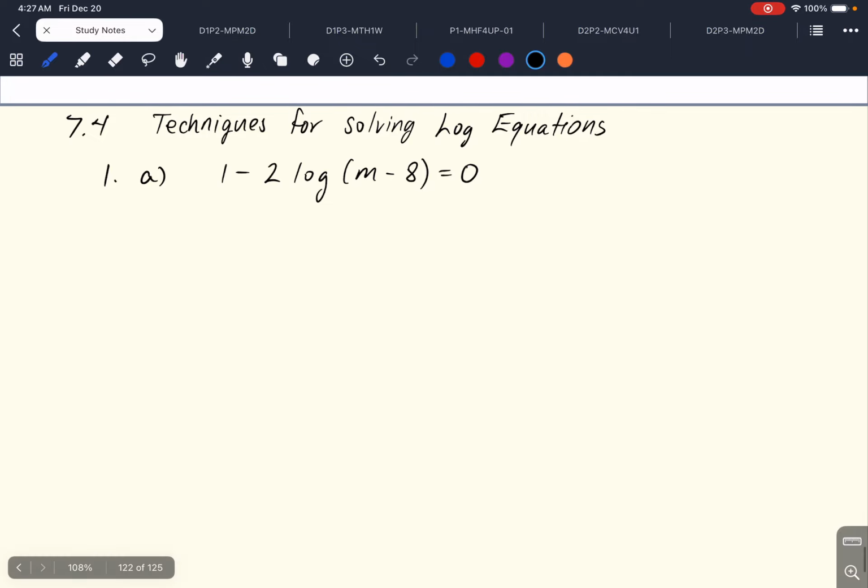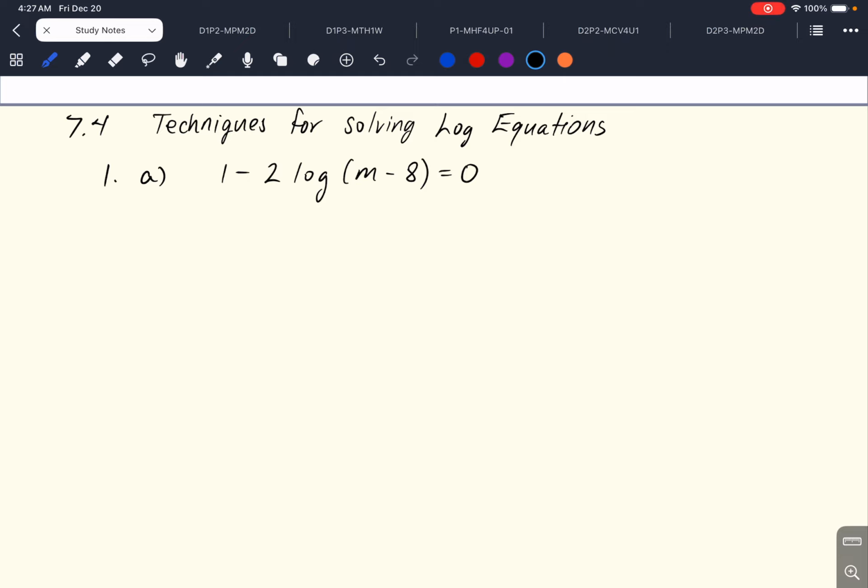7.4, techniques for solving logarithmic equations. So we're going to take all of the logarithm rules we've been learning throughout the unit and apply them towards solving some logarithmic equations. I'm going to do this by going through some examples and talking about some techniques that can be applied in solving logarithmic equations.